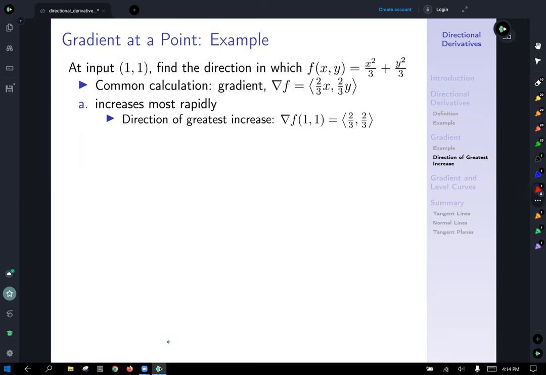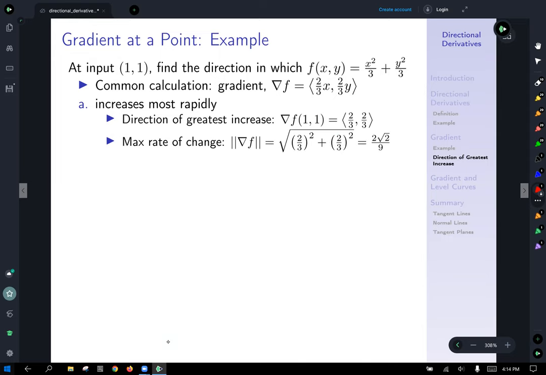So where is the direction of greatest increase at our point? At our point 1, 1, I'm going to evaluate the gradient at that point. You're going to get 2/3 x times 1. Put this 1 into there, put this 1 into there. That's how we get these little guys. So that's the direction of greatest increase. And the maximum rate of change here, well, the directional derivative is maximized when we take the magnitude of this, and that magnitude is 2√2/9.